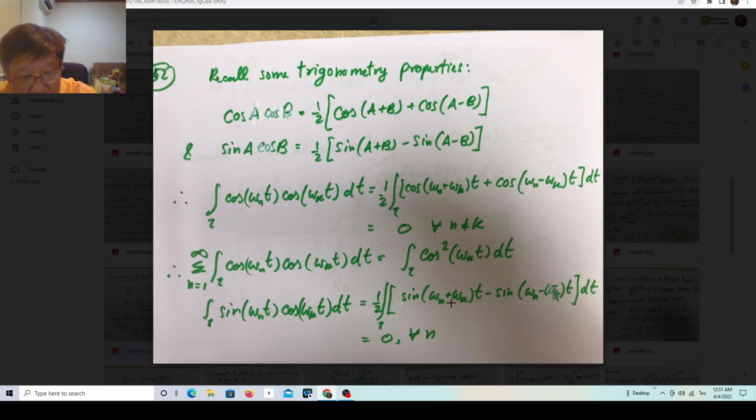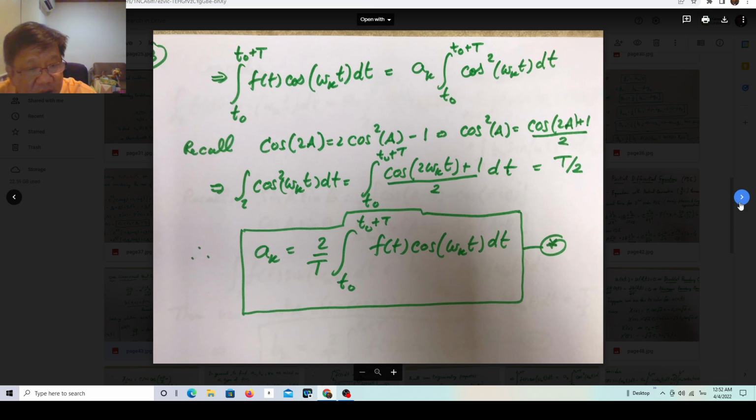And when you find the integral of sine here, it's going to get you 0 also, because you know that the integral of a sinusoidal function, once you change from the product form to cos and sine terms, is always 0. But in only one case, when n is equal to k, for this term you need to find the integral of cos square here.